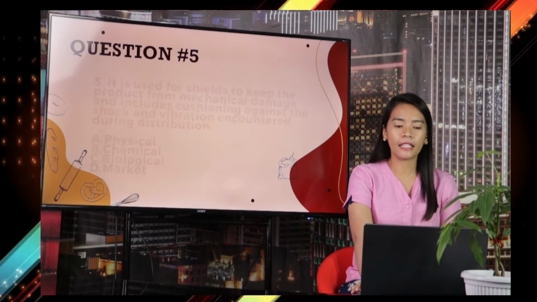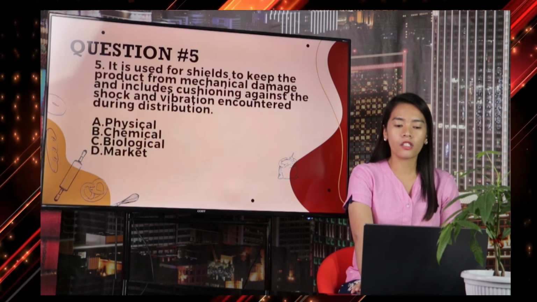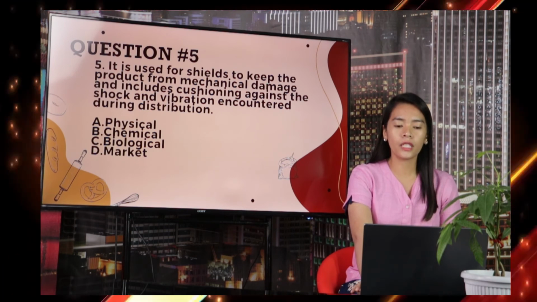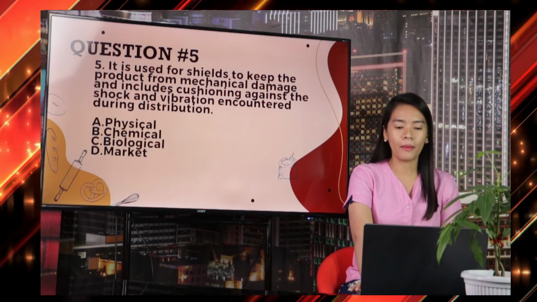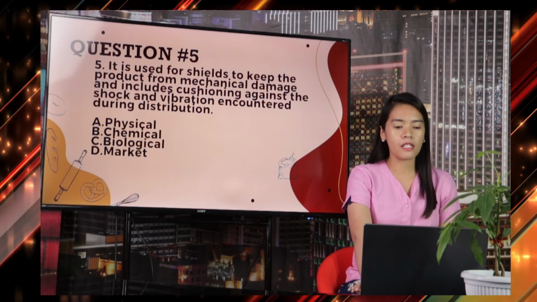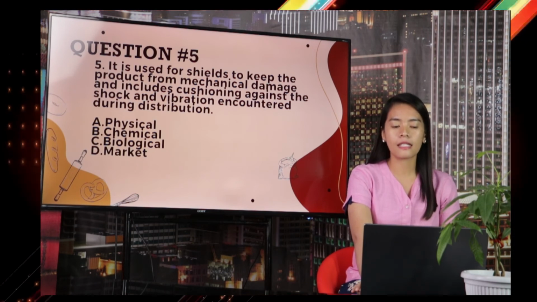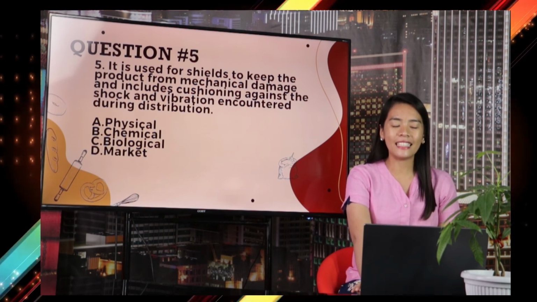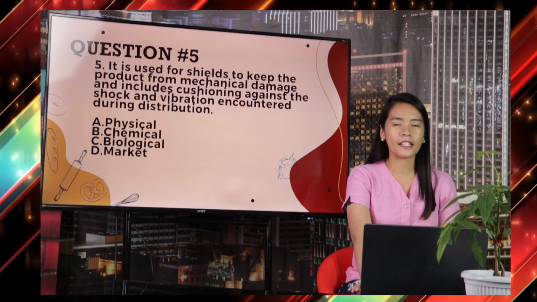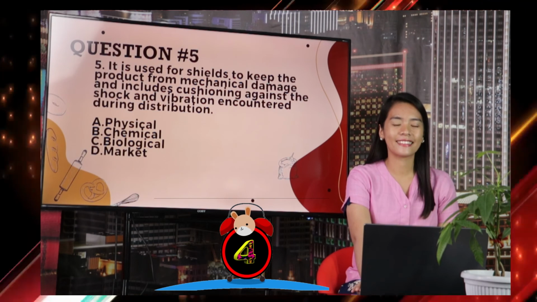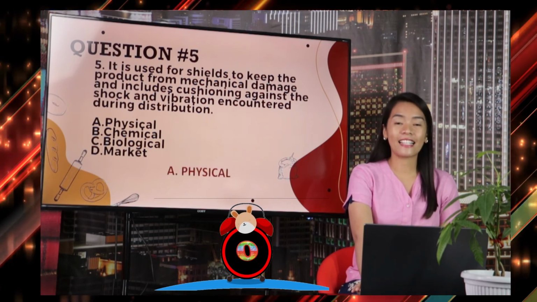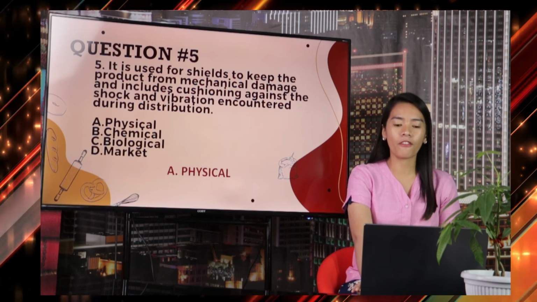And for the last item, it is used for shields to keep the product from mechanical damage and includes cushioning against the shock and vibration encountered during distribution. Is it letter A, physical, B, chemical, C, biological, D, market? Your timer starts now. 5, 4, 3, 2, 1. Let's reveal. It's letter A, physical.